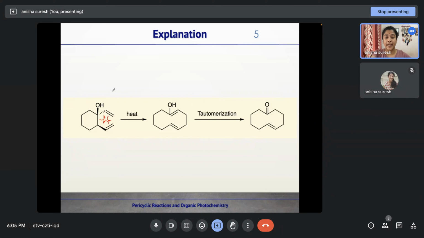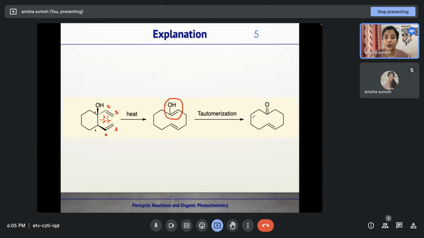So the mechanism can be written like this: 3, 2, 1, 3, 2, 1. This bond will attack here, this bond will shift here, this bond will break, and a double bond will form here. So a system like this will result. This is an enol kind of system, so it will undergo tautomerization to give the more stable ketone. This will be the final product of the reaction.